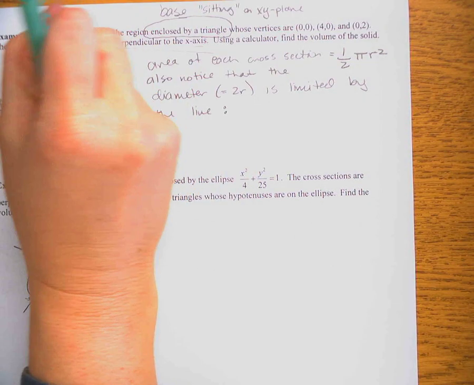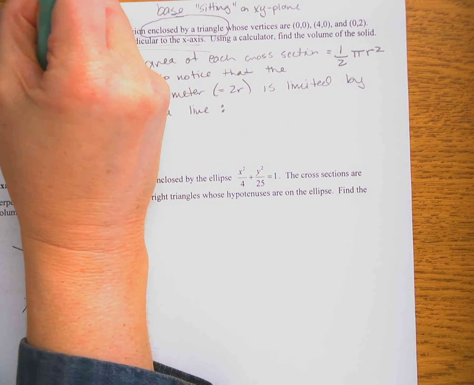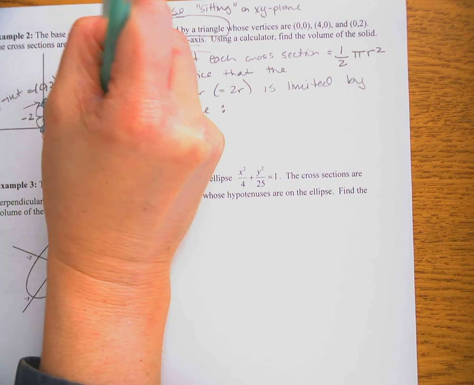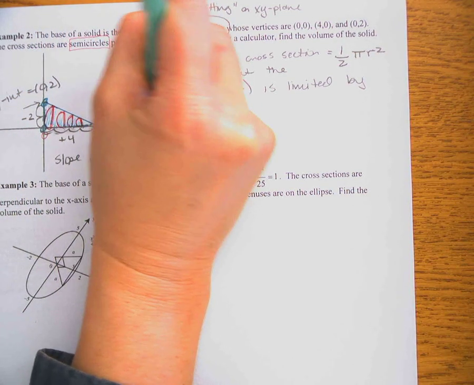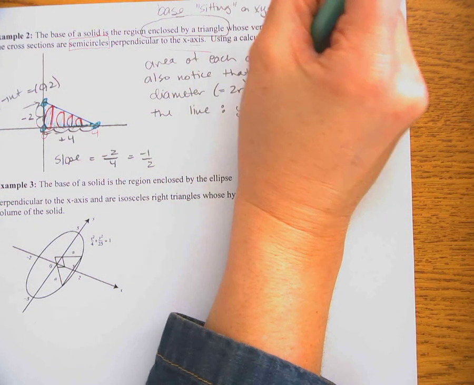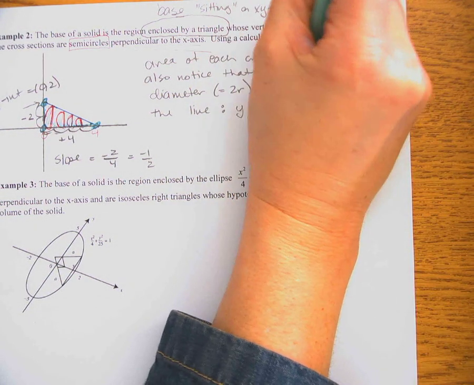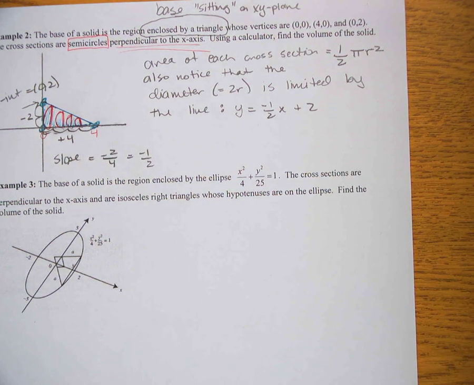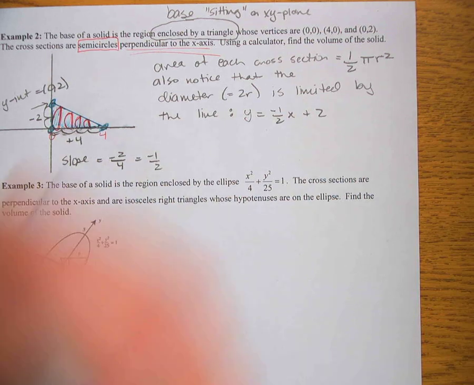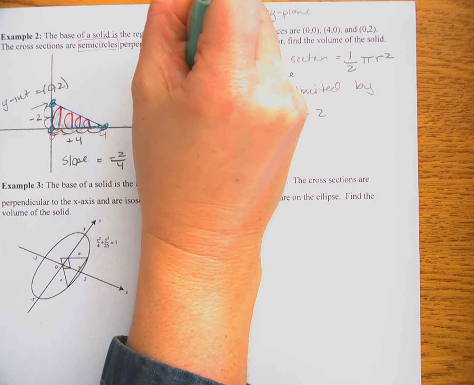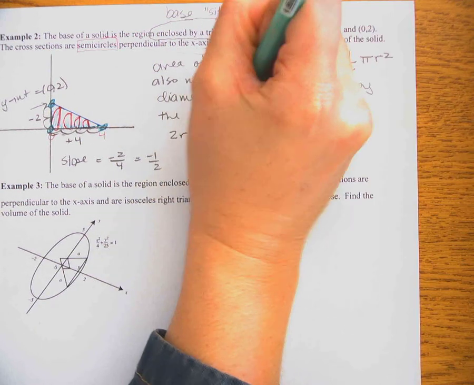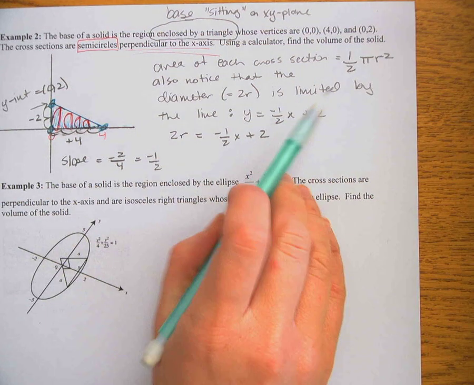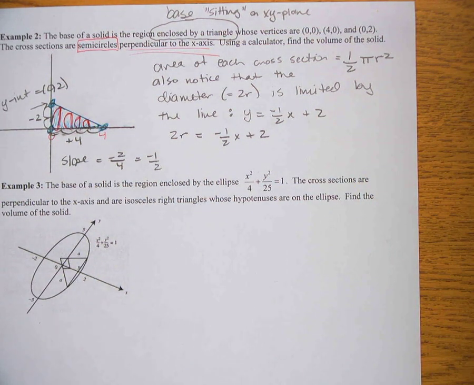So it's like 1, 2, 3, 4. So the slope was negative 1/2, rise over run. So this line is y equals mx plus b, negative 1/2 x plus 2. And the diameter is limited by that line. So basically, the diameter, which is 2 times the radius, is equal to negative 1/2 x plus 2. The reason why that's so important is because I need to get this area in terms of x.